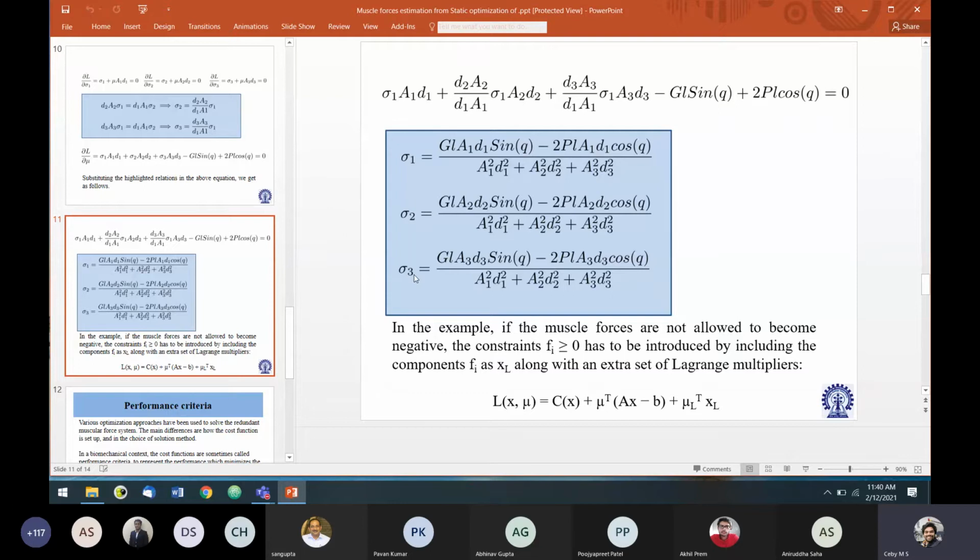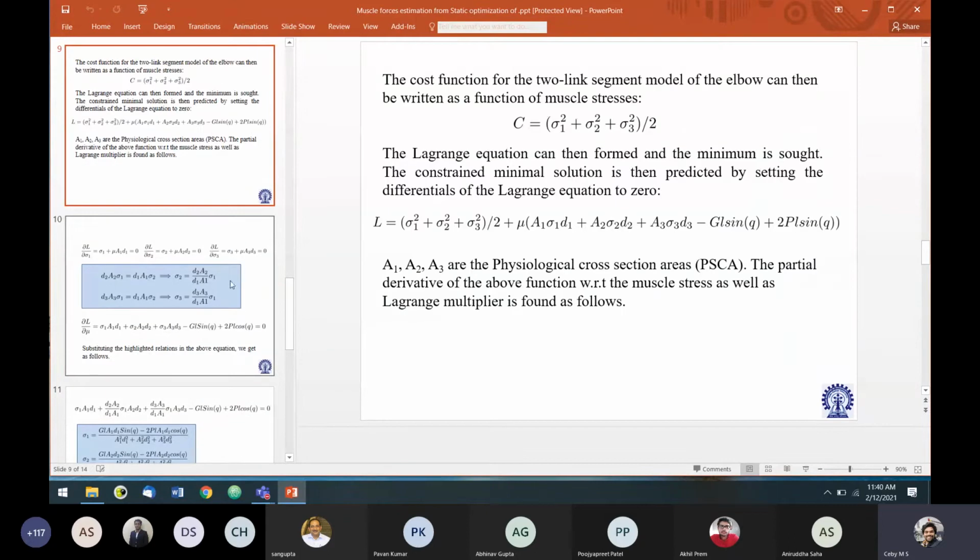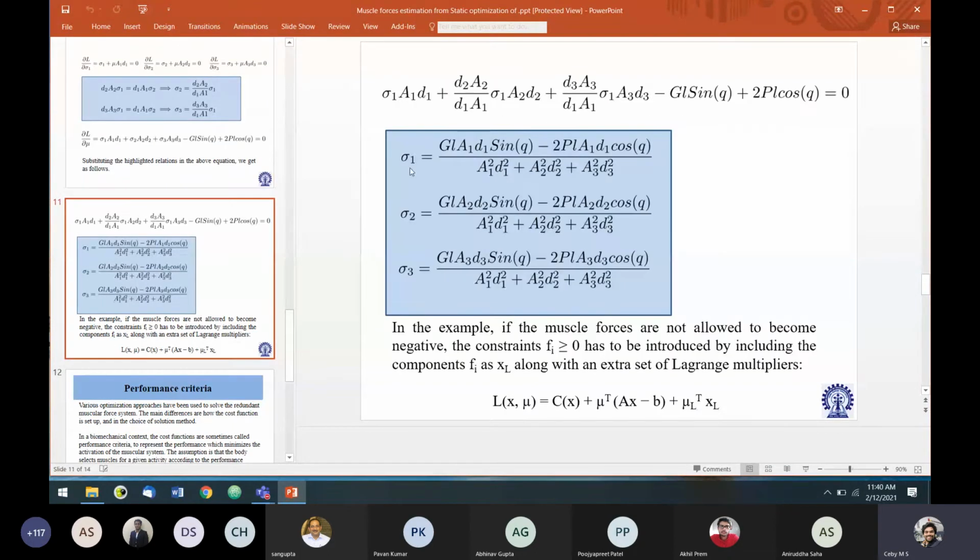If you practice it one or two times, you will get familiar. There is nothing big here, it's not rocket science. It's just a Lagrange multiplier. We are just using the Lagrange multiplier to find sigma 1, sigma 2, sigma 3.